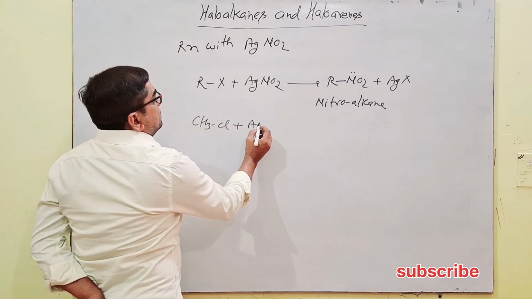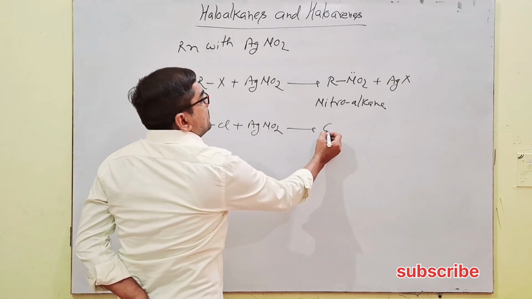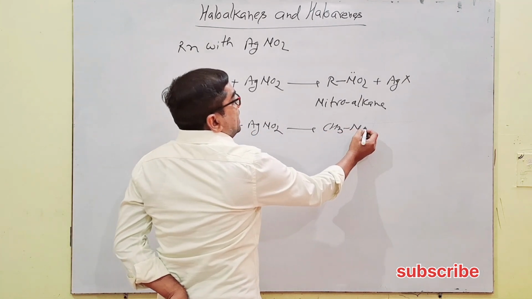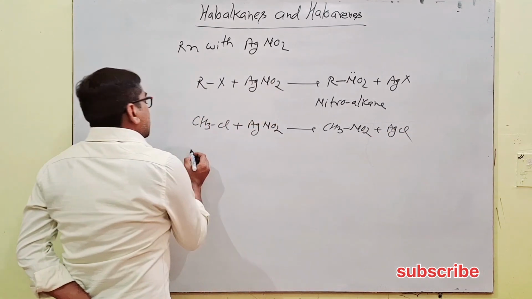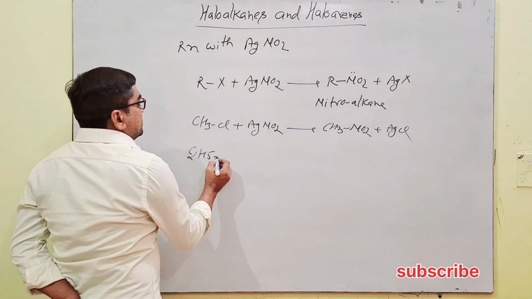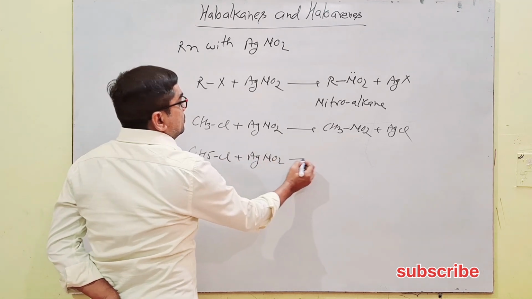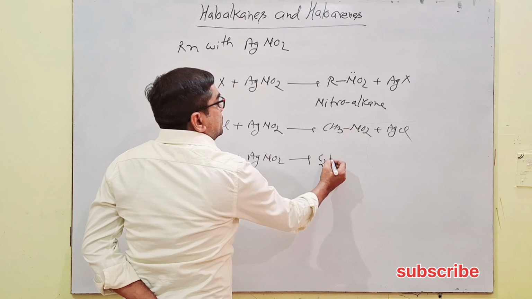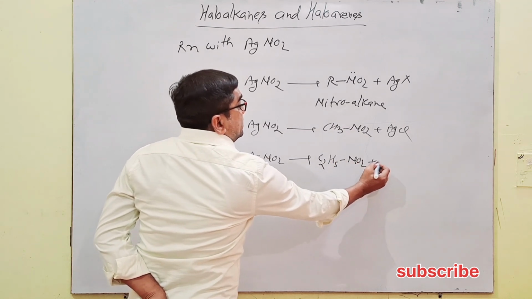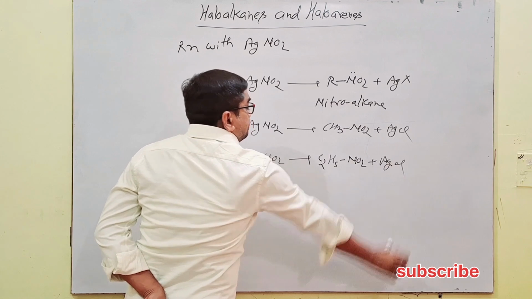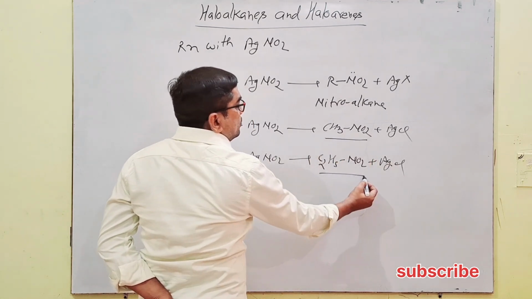Like CH3Cl reacts with AgNO2, CH3NO2, nitromethane, with AgCl. If C2H5Cl reacts with silver nitrite, AgNO2, formation of C2H5NO2 with AgCl. This is nitromethane, this is nitroethane.